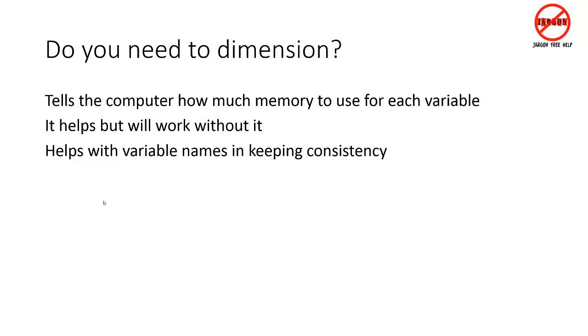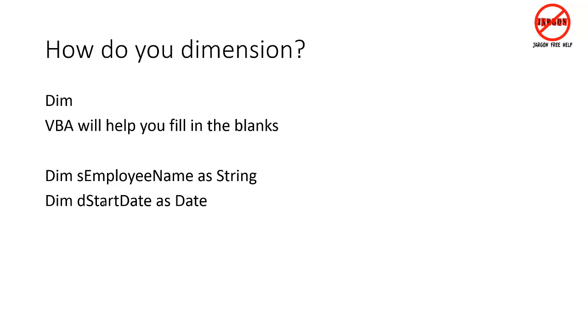However, there are some advantages. It helps with consistency of naming, and you're going to see just how that works in a moment, and exactly what I mean and why that is useful. So dimensioning is useful because it will help you. So just how do you dimension? We're going to take a look at this in a moment. But with VBA, it helps you fill in the blanks.